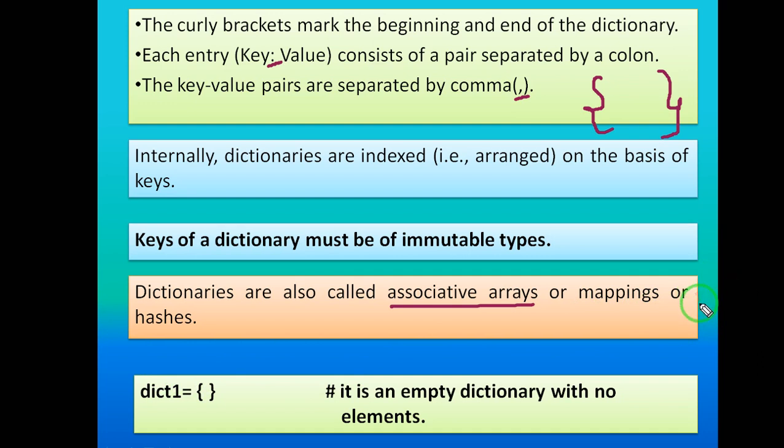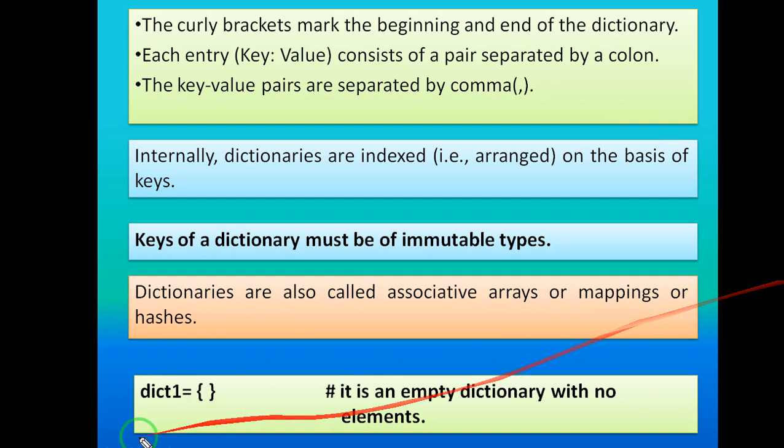Now if you want to create an empty dictionary, a simple empty dictionary, what you can do is just write dict equal to curly brackets. When you give curly brackets with nothing inside, it will create an empty dictionary, and later you can enter values in that particular dictionary. You can give any valid name to your dictionary.